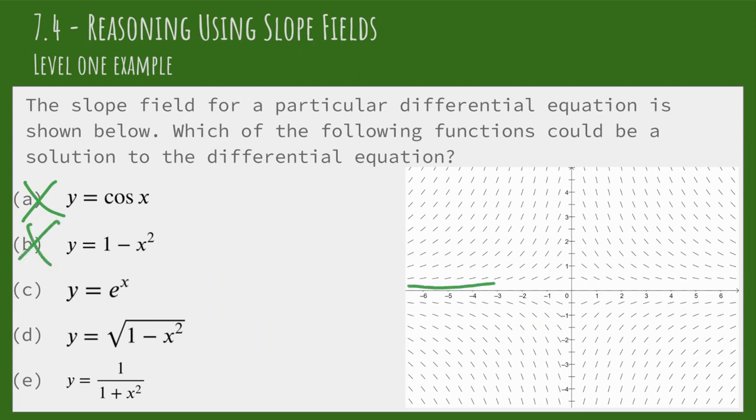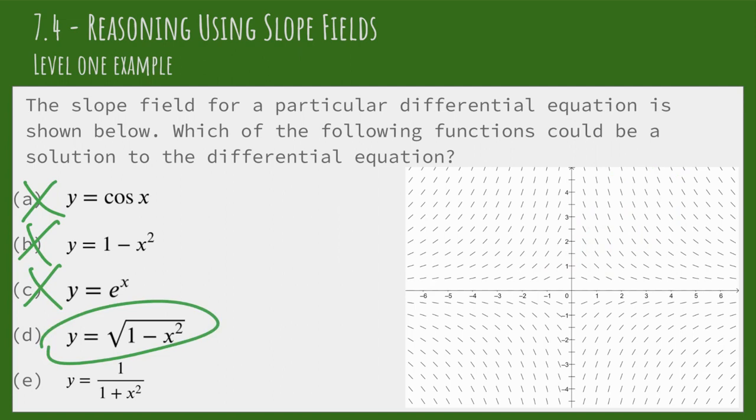Y equals e to the x looks like this. Definitely, I know I didn't do that real well. It goes up a little bit more, but definitely we should see positive slopes in our slope field there, and it's negative slopes, so we can eliminate that one.